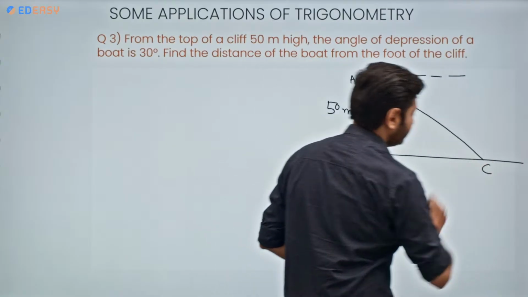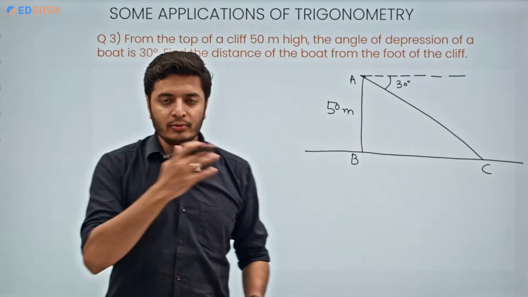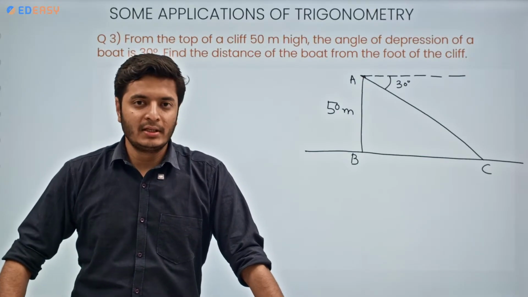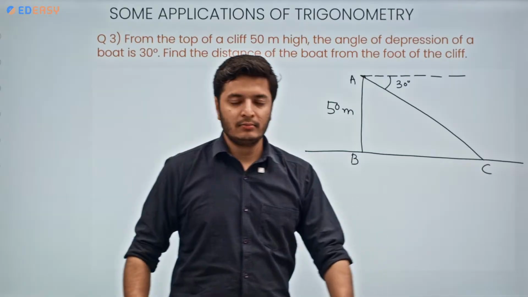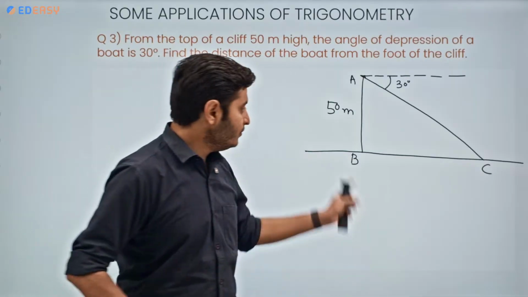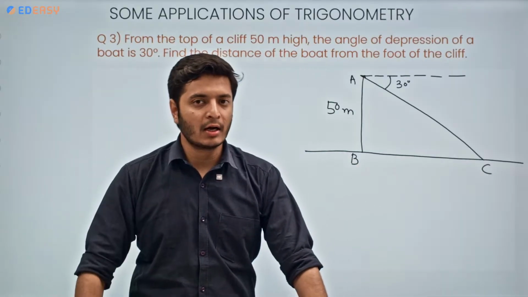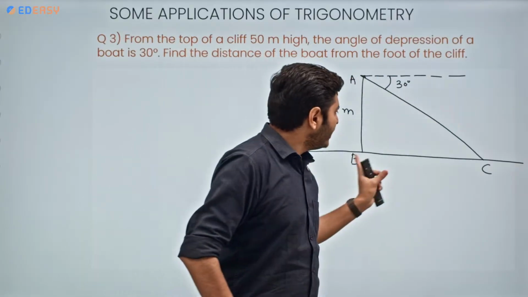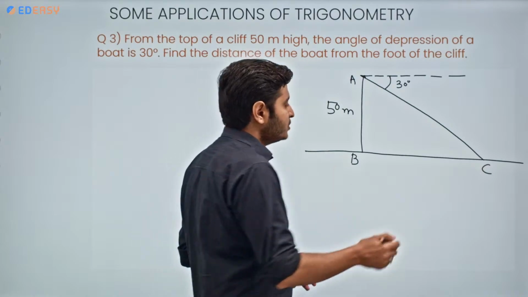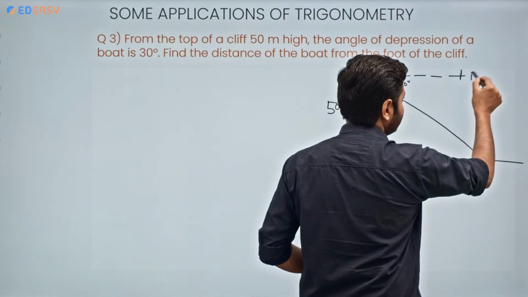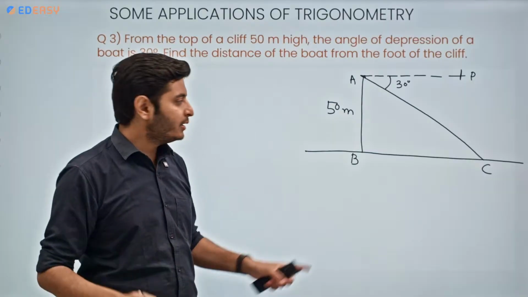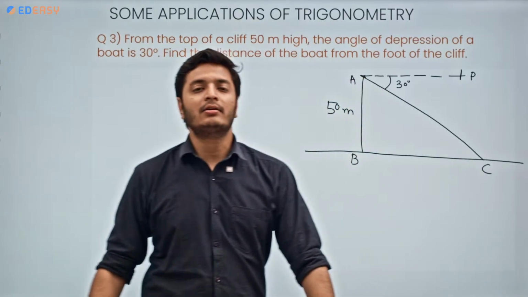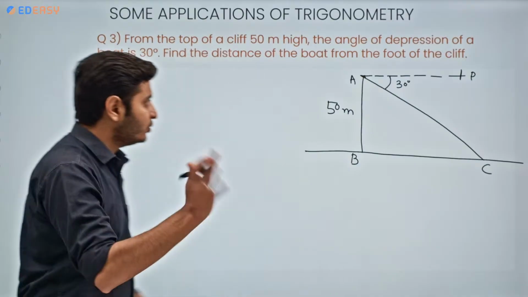Suppose this is point C. I told you initially that if the angle of depression is given, then the horizontal level will always be parallel to the ground level or water level. Correct? If these two lines are parallel, suppose this is P. If AP is parallel to BC, then AC will act as a transversal. Correct? You need to write it like this.